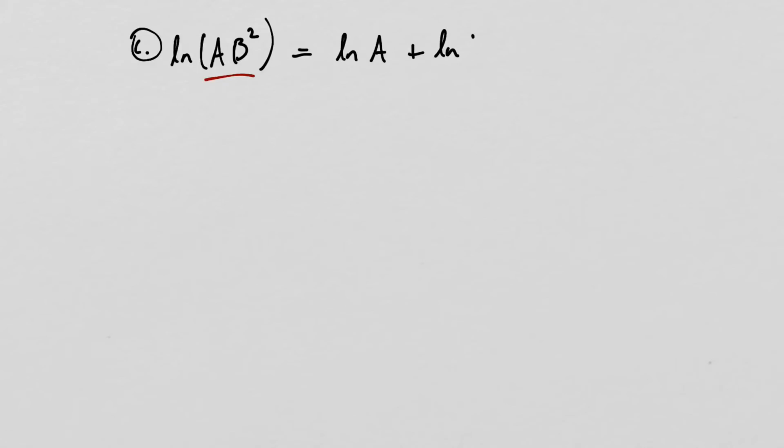Part C, we're looking at the natural log of a b squared. Again, in our argument, we have the product of two numbers. Using our properties of log, this is equivalent to the natural log of a plus the natural log of b squared. Since we have b squared, we can pull this exponent out, and this simplifies to the natural log of a plus 2 times the natural log of b.